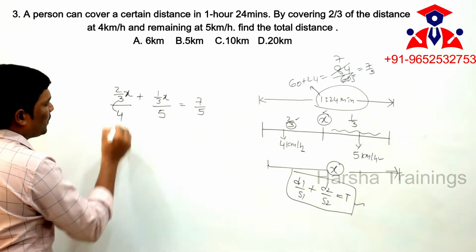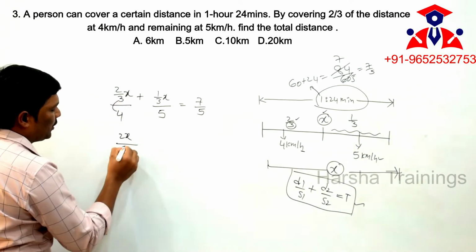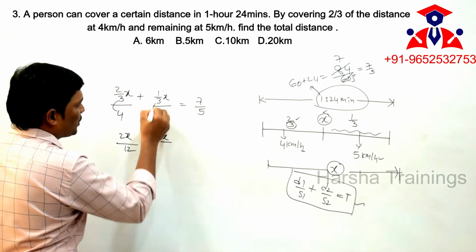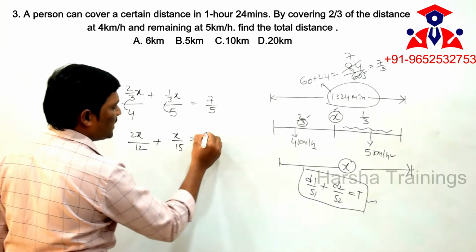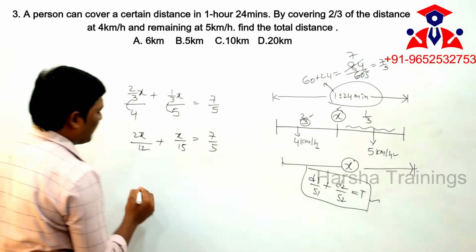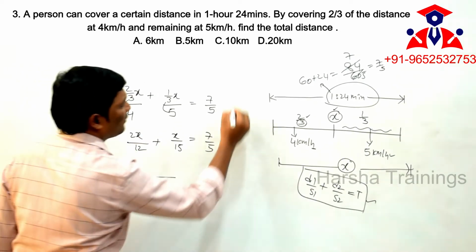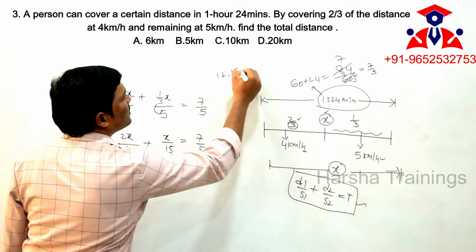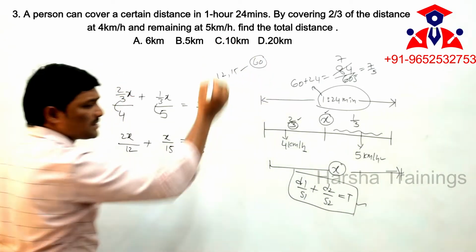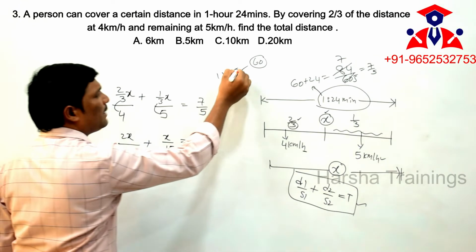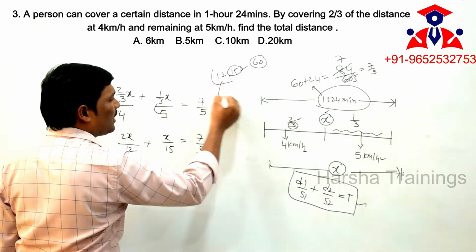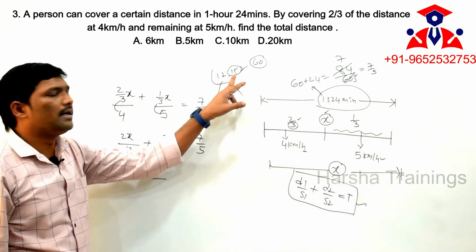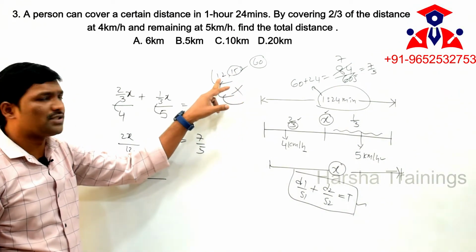So 2x by 3 into 4 is 12, plus 1x by 3 into 5, which is 15, is equal to 7 by 5. Next, for 12 and 15, what is the LCM, guys? The LCM is 60. First take the bigger number, guys. Don't use the basic method. The bigger number is 15. Is 15 a multiple of 12?